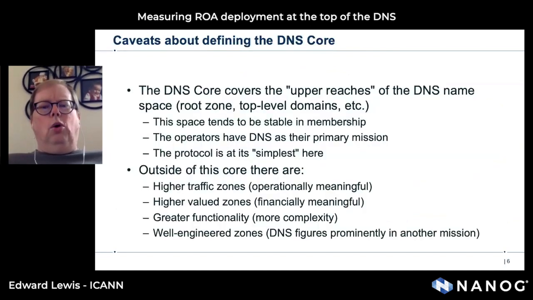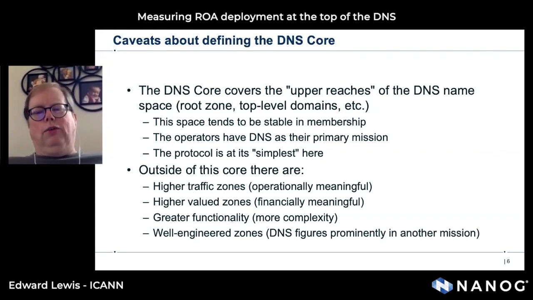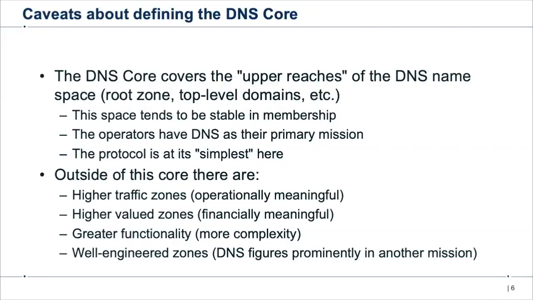So the core, the upper reaches of the core. Let me give you some caveats about that because this might play into how you evaluate what I'm saying here. The space up above tends to be pretty stable in the membership. TLDs do come and go, but not many a day. Every once in a while, they come and go. In the last couple of years, a few have been pulled out. Not a great amount, but some. The operators in this area too have the DNS as their primary mission. The reason why they exist or they're in business is because of the DNS. So they kind of have to really give it that's their top priority operational wise.